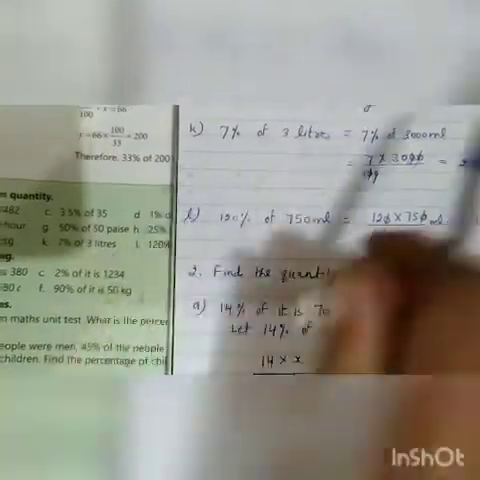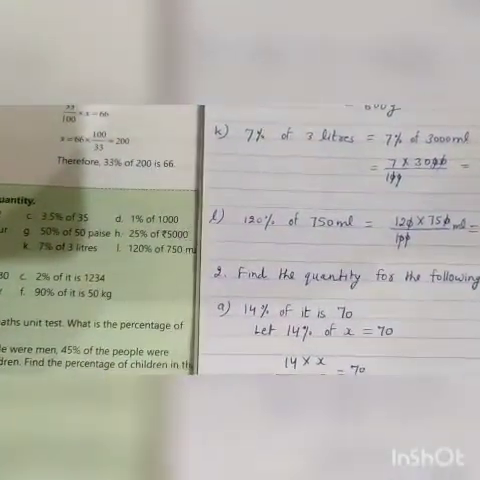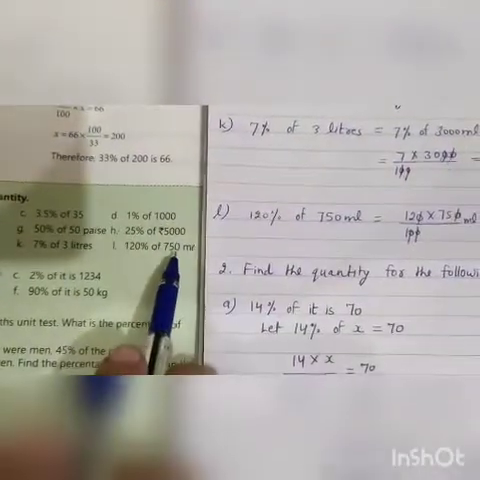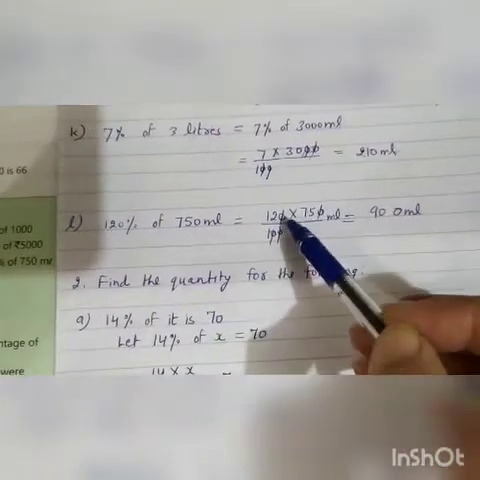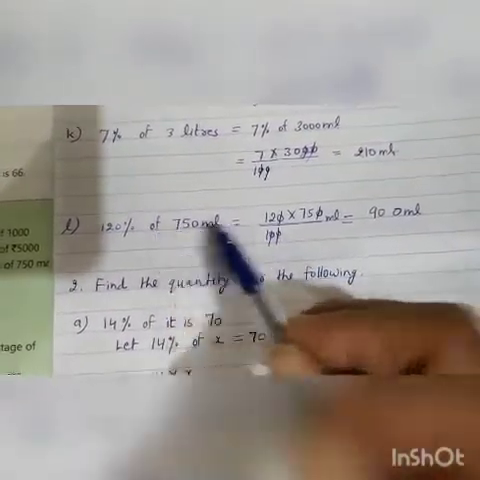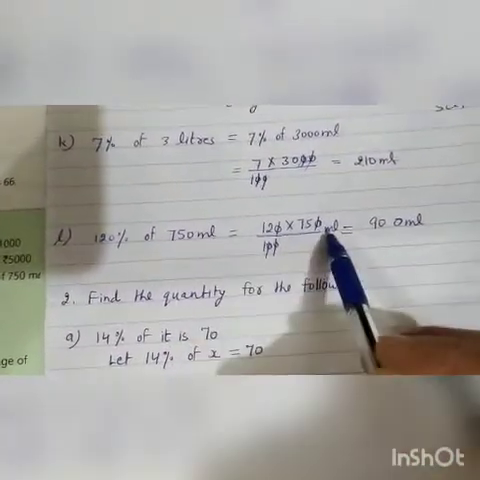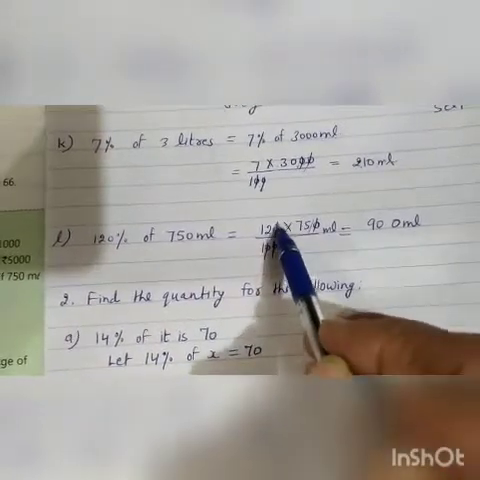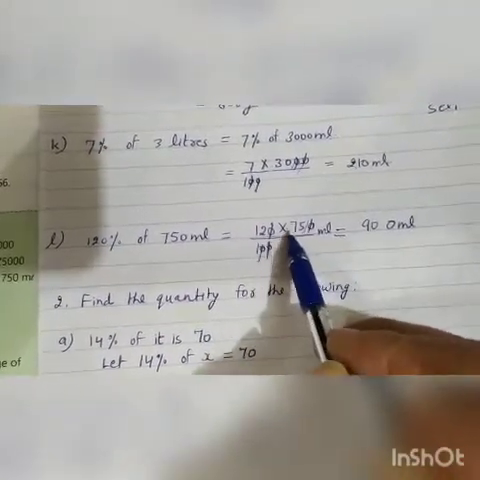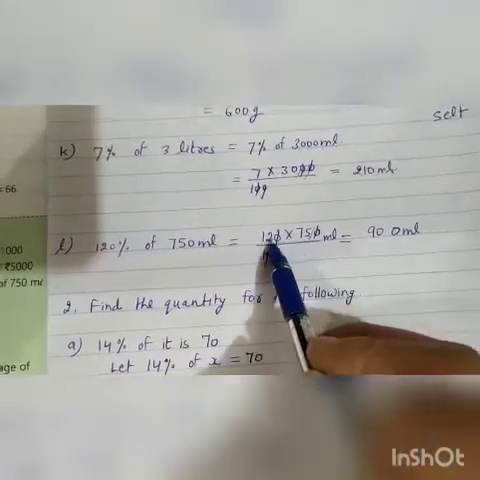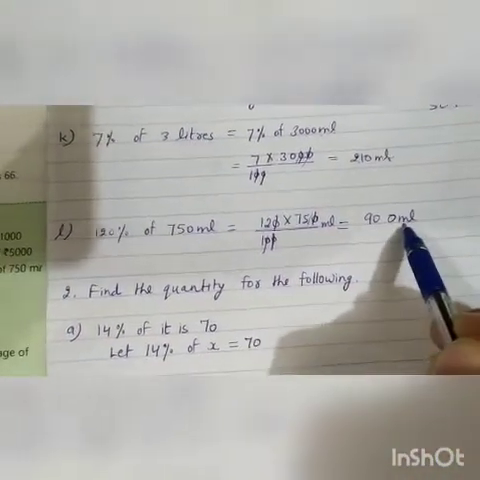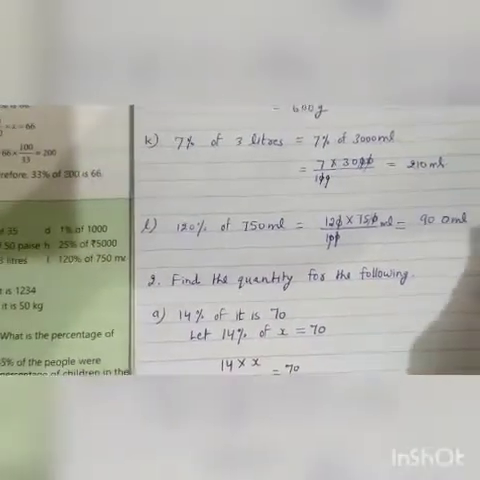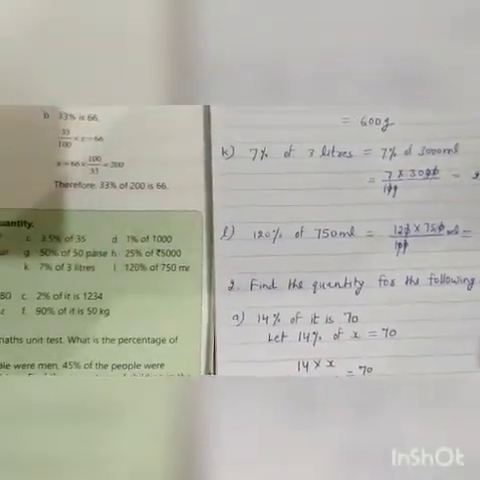Next part L. L is 120% of 750 milliliter. So 120% means 120 upon 100. Of means multiply 750. 0, 0 cancel. 0, 0 cancel. This is 12 multiply 75. When we multiply these two numbers, we get 900 milliliter. Okay, clear up to here?